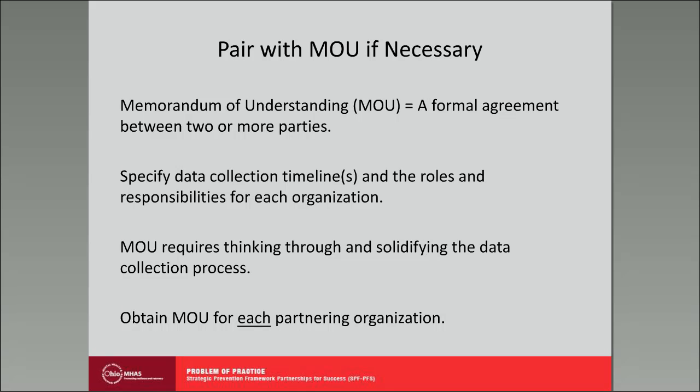And it also requires thinking through and solidifying the data collection process for both organizations. Obtaining an MOU is recommended for each partnering organization. Oftentimes, coalitions will partner with one organization for one collection site and a different organization for a different collection site. And you would want unique MOUs completed for each of those partnering organizations.